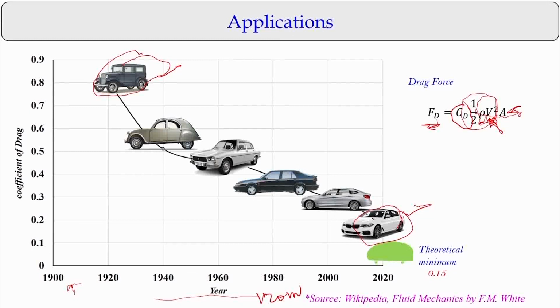The evaluations happen from a CD of 0.8 to 0.15, because of a series of experiments done for the automobile sector to find out what could be the best shape of the cars, so that the coefficient of drag should be minimum, or should come closer to the theoretical minimum value of 0.15. So, that is what happened in the evaluations.